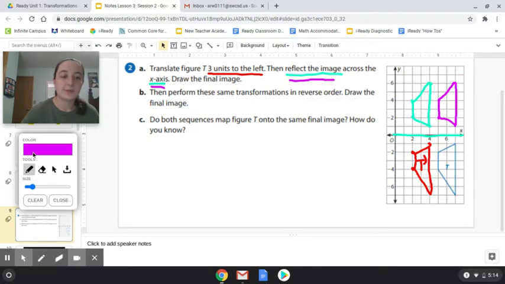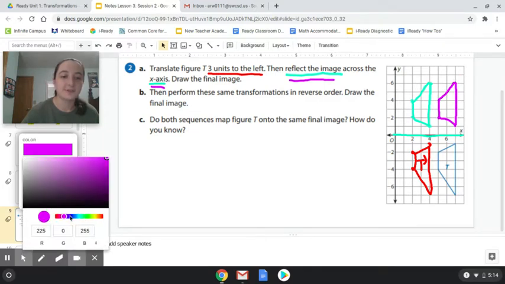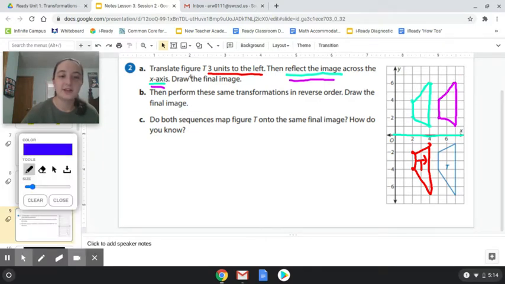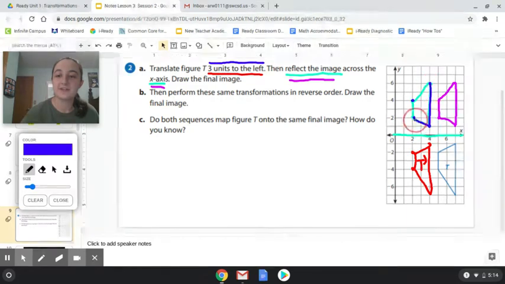Then, remember, we're going reverse order. So this time, we are going to go 3 units to the left again from this shape. Then we go to the left 3 for each of these. So 1, 2, 3. And if we connected the dots, we would see that it lays right on top of this figure, just like how we had the other one.